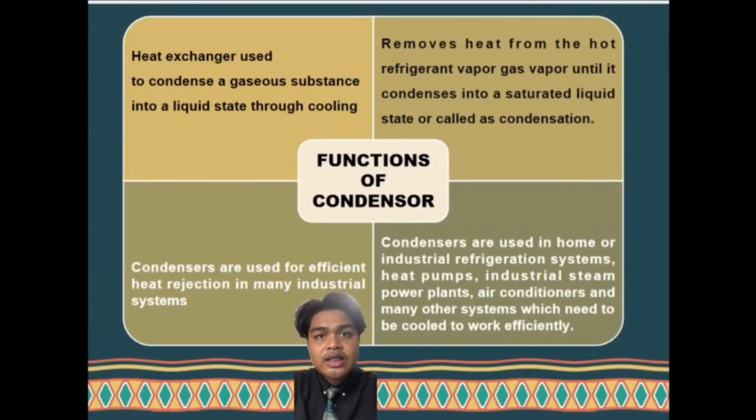So the next part is the function of the condenser. Condensers are used in home or industrial refrigeration systems, heat pumps, industrial steam, power plants, air conditioners, and many other systems which need to be cooled. Next, condensers are used for efficient heat rejection in many industrial systems. A condenser removes heat from the hot refrigerant vapor gas until it condenses into a saturated liquid. Lastly, it is a heat exchanger used to condense a gaseous substance into a liquid state through cooling.